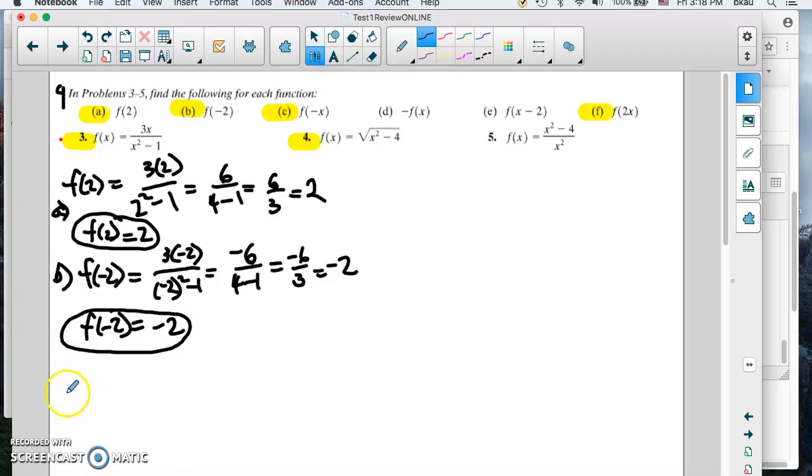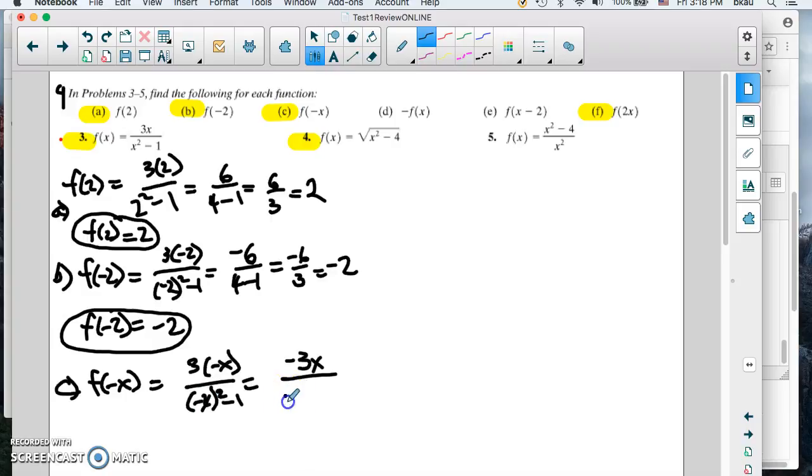Part C, all it asks you to do is plug in a negative x instead of a positive x. So that means you're going to have 3 times negative x over negative x squared minus 1. Now we're going to simplify that as much as we can. We can't really do anything on the top except put the negative sign up there. The bottom, when we square a negative x, we're still going to get a positive x squared. So our answer is negative 3x over x squared minus 1.